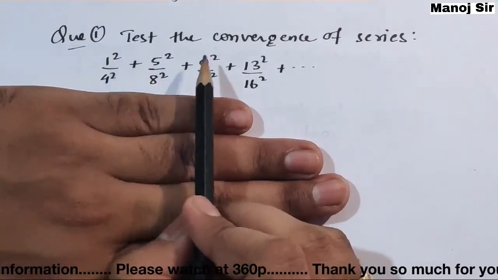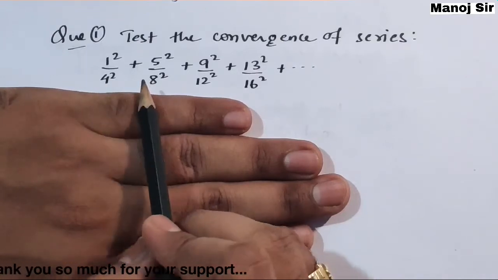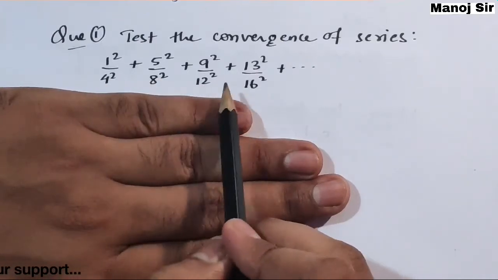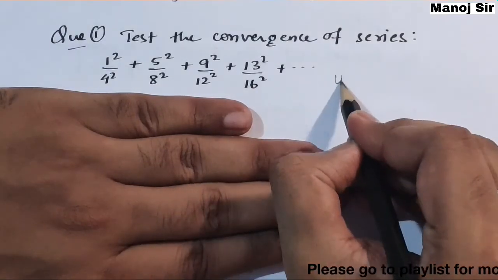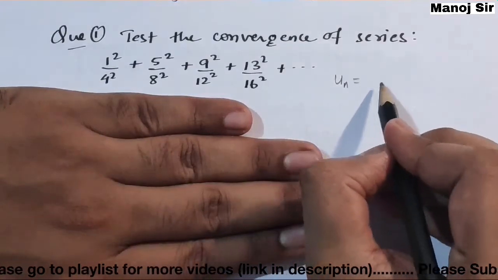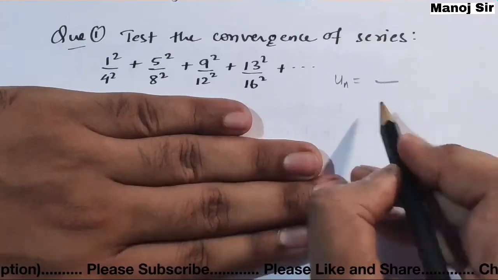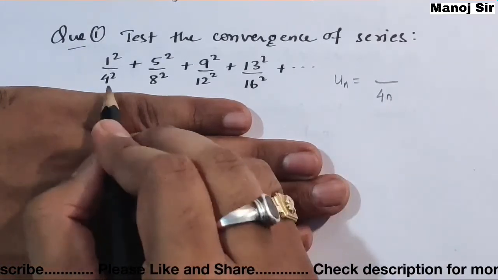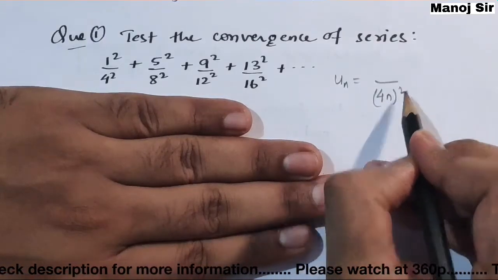Question number 1. Test the convergence of the series 1 square upon 4 square plus 5 square upon 8 square plus 9 square upon 12 square plus 13 square upon 16 square. Here we need to find un, the nth term of this series. If you see the denominator part, it is a multiple of 4, so this is 4 into n, but every term consists of a square, that is 4n whole square.